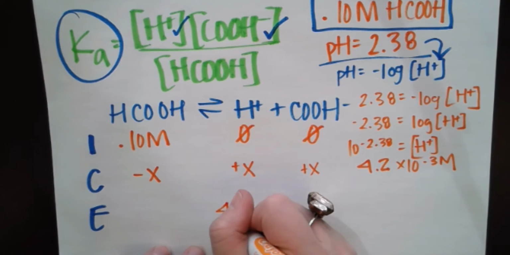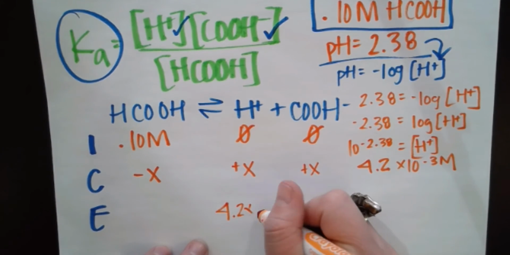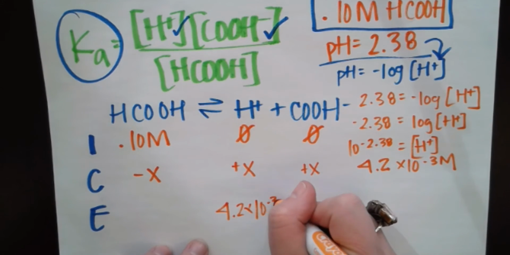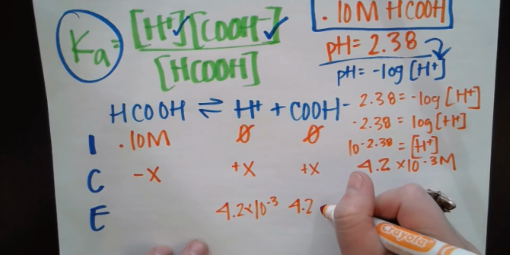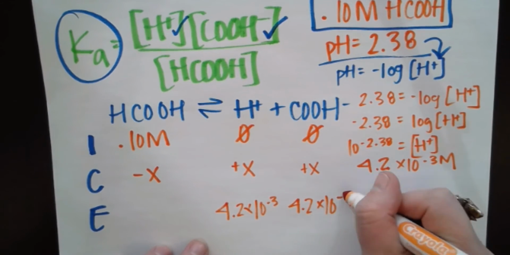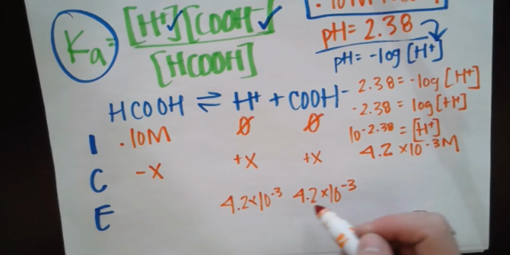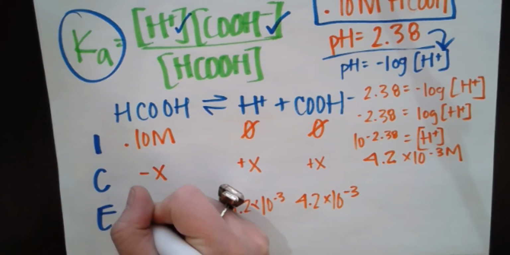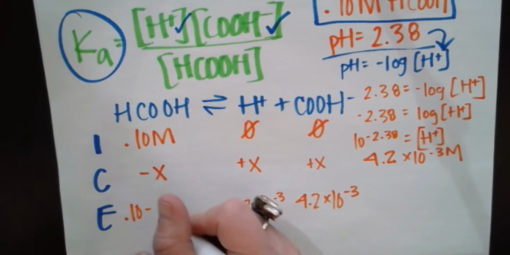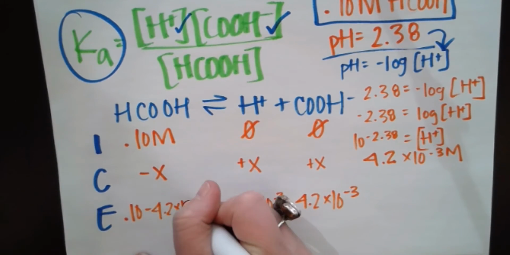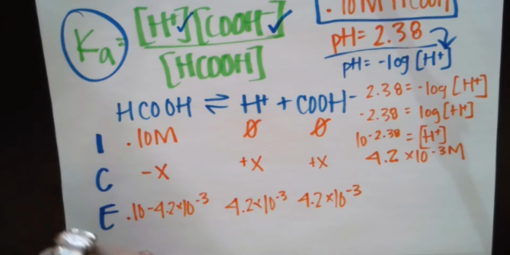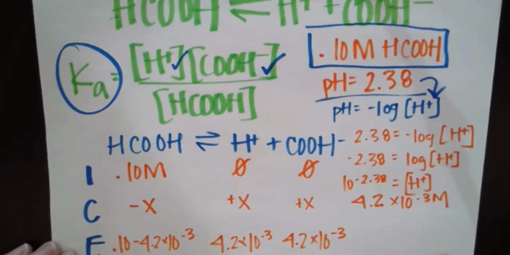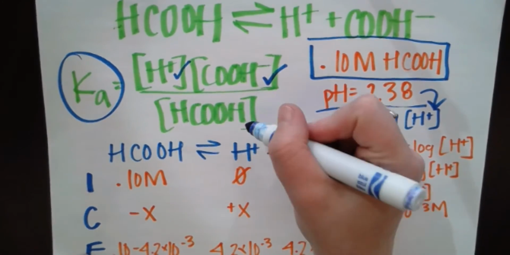So now we know that the equilibrium concentration of hydrogen ion is this, which is also the concentration of our anion, which we now know is x. So the equilibrium amount of our acid is 0.10 minus 4.2 times 10 to the negative third. Cool. So now we have our equilibrium amounts, so we can check this off.